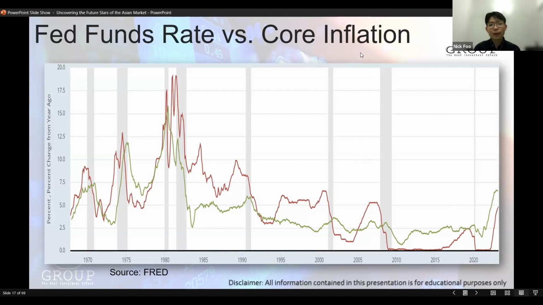Now I talk about the core inflation, which is the green line, same as the Fed funds rate. The inflation rate, especially the core inflation, will not come down until after the recession takes place. Then the inflation will only come down. So that's it, I want to show you guys.